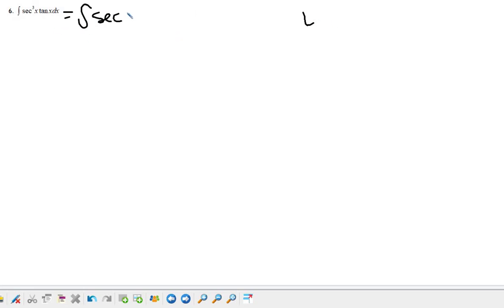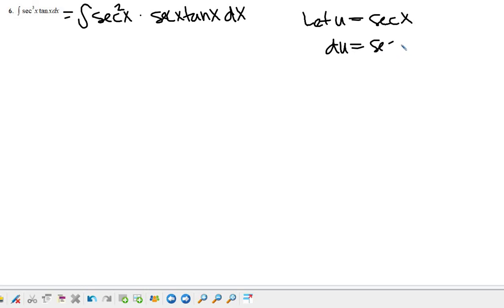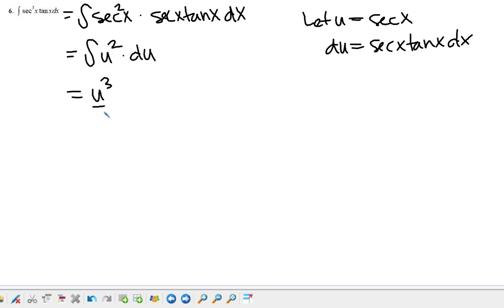If you look at this as secant squared times secant x tan x, you can see that if you let u be secant, then I have the derivative, because the derivative of secant is secant times tangent. So I'm going to let u be secant, which means du is secant x tan x dx. So I can make a straight substitution. So this would be u squared times du. So I have u to the 3rd divided by 3 plus c, which gives me, when I sub back in, secant cubed divided by 3 plus c.